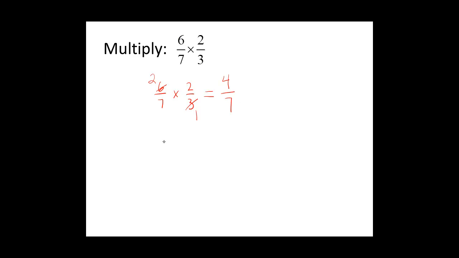We would get the same answer if we multiplied straight across first and then divided by common factors. 6 times 2 is equal to 12. 7 times 3 is equal to 21. The greatest common factor of 12 and 21 is equal to 3. So we can divide the numerator and the denominator by 3. 12 divided by 3 is equal to 4, and 21 divided by 3 is equal to 7. Notice both ways we get the same answer.